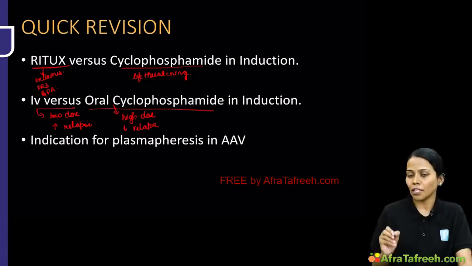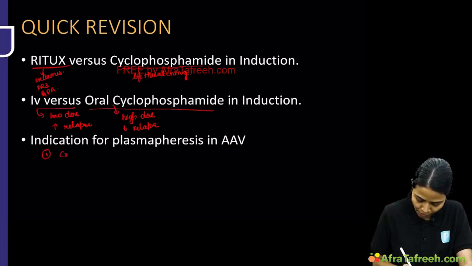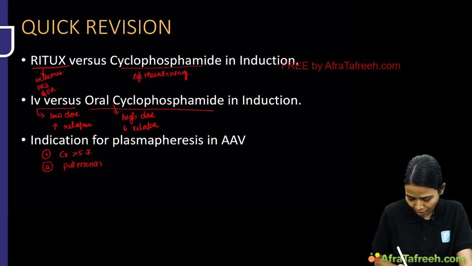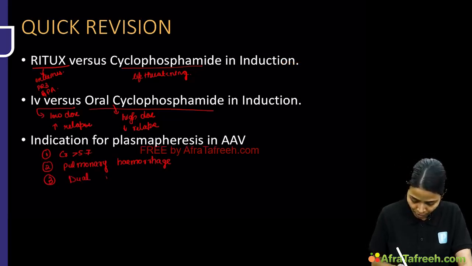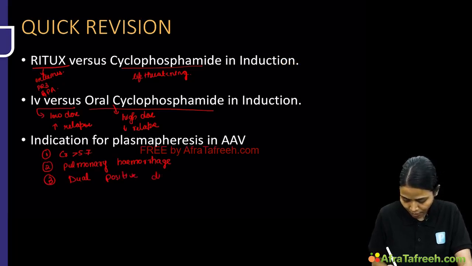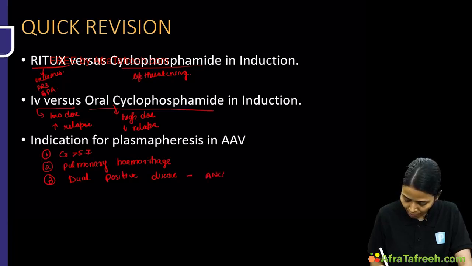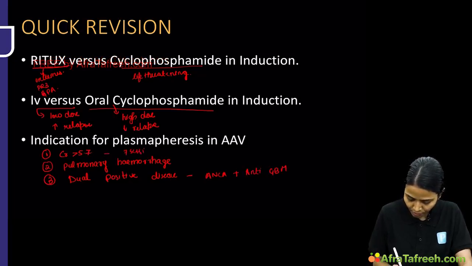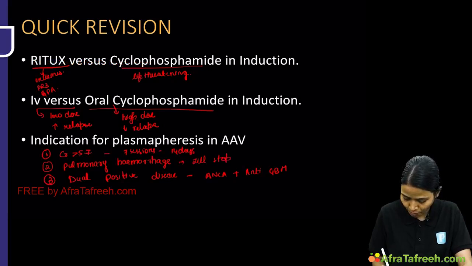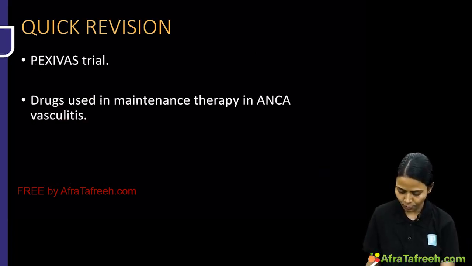Indications for plasmapheresis in ANCA-associated vasculitis, 3 important indications. If serum creatinine is more than 5.7, if there is pulmonary hemorrhage, and the third important condition where it will be required is dual or double positive disease, where it is ANCA plus anti-GBM. Here we give 7 sessions in 14 days. In pulmonary hemorrhage, it is till the hemorrhage stops. Here you give till 14 days or till the anti-GBM antibody becomes negative. So here it is continuous, here it is continuous.